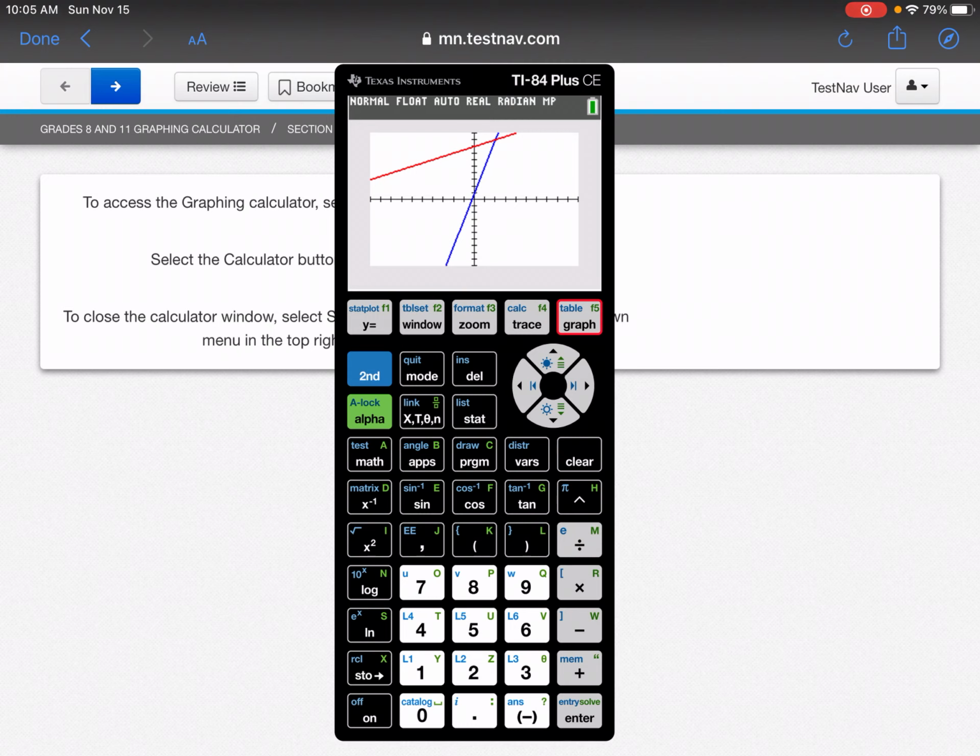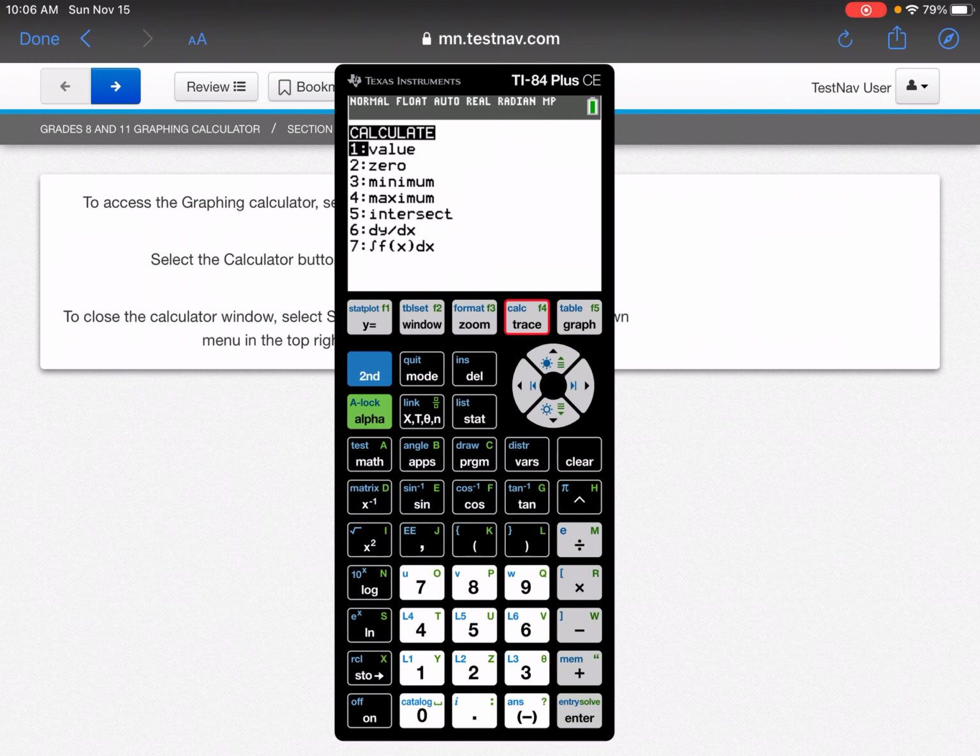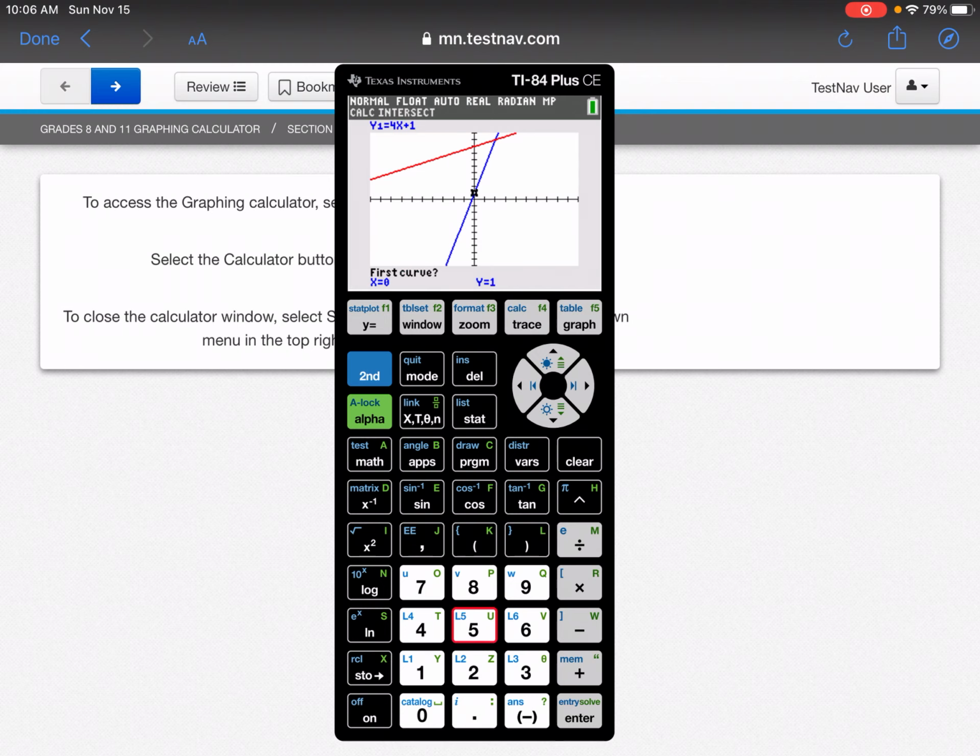Okay, so now there we go. We've got our two lines. We want to know where they cross. To figure that out, you'll notice above the trace button, it says calculate. We're going to do that. So we're going to press second and then trace. We are looking for where they intersect, so you're going to press 5, which is intersect.